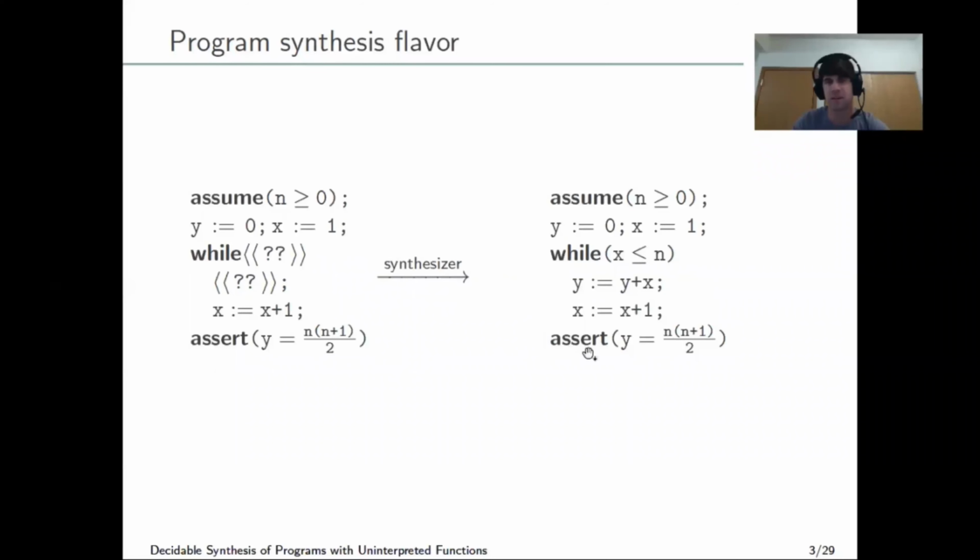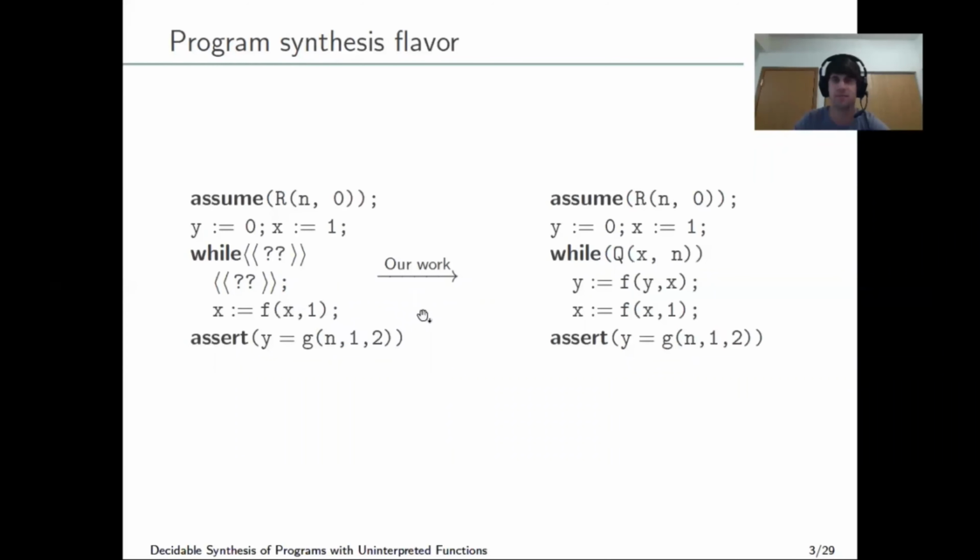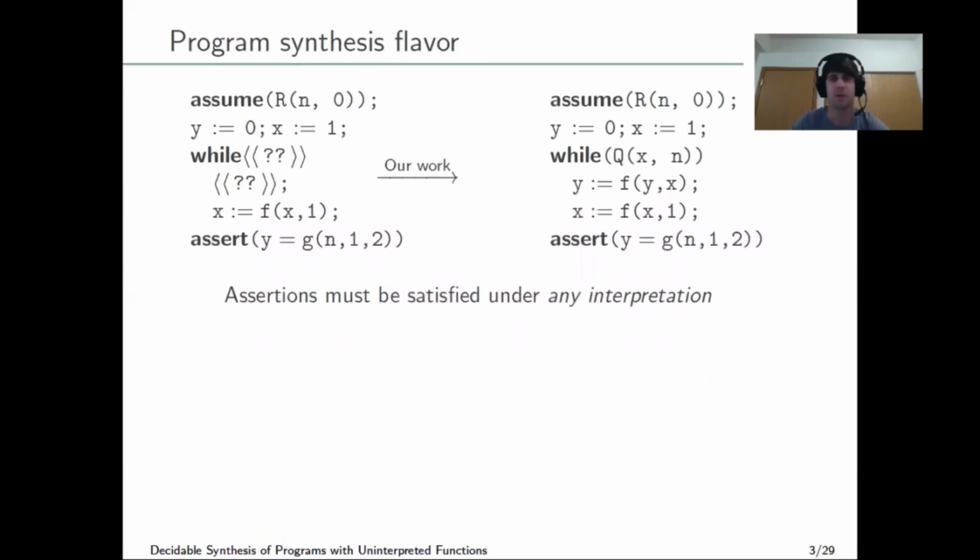In our case, the correctness relies on assertions peppered throughout the input. But there's another amendment to make here. In our work, symbols like greater than or equal to here, addition, multiplication, these are all uninterpreted. So now I've replaced those relations with capital letters R and Q, and the functions with lowercase letters F and G. And correctness of a program in this setting is with respect to all interpretations of the symbols.